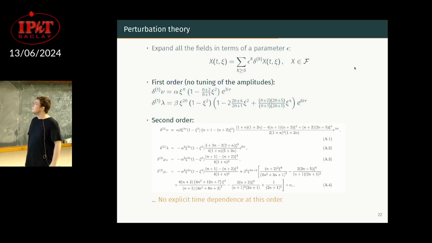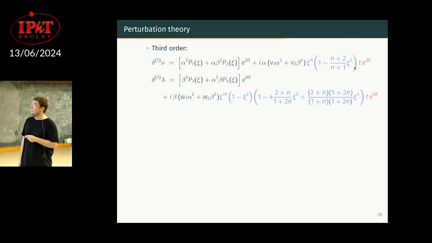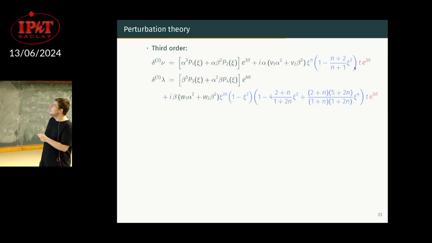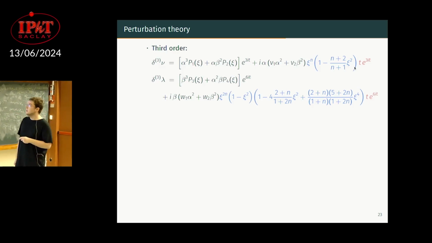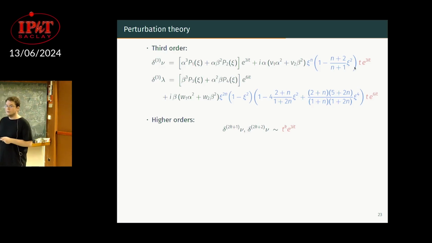Now I go to third order, and this is what I get. First a term that is still a power of exponential, still multiplying exponential 3it, and it's a simple polynomial in psi. So everything is good for this term. But then I also get this term. And here I have the time that appears, and that means that this term grows unboundedly with time. At higher orders, it's even worse, because if I go to order 2k plus 1 or 2k plus 2, the time dependence becomes t to the k.